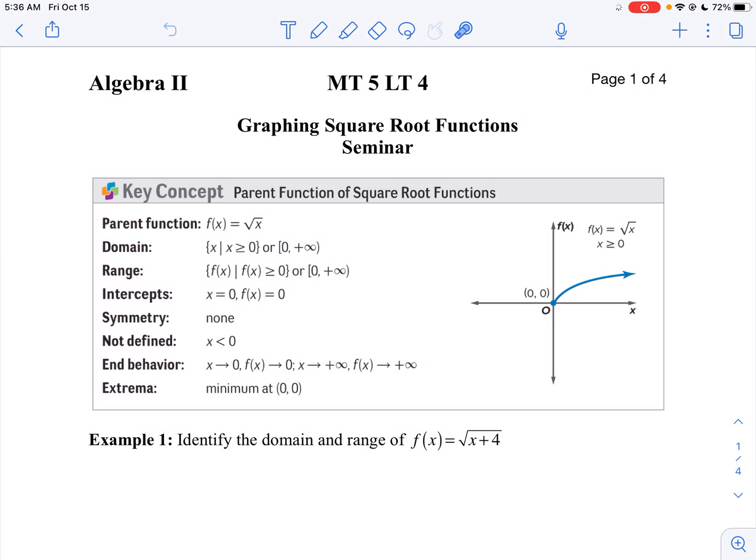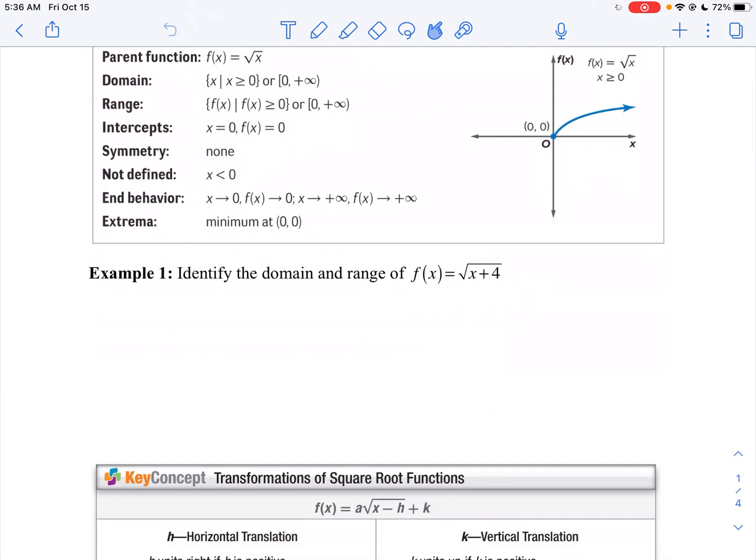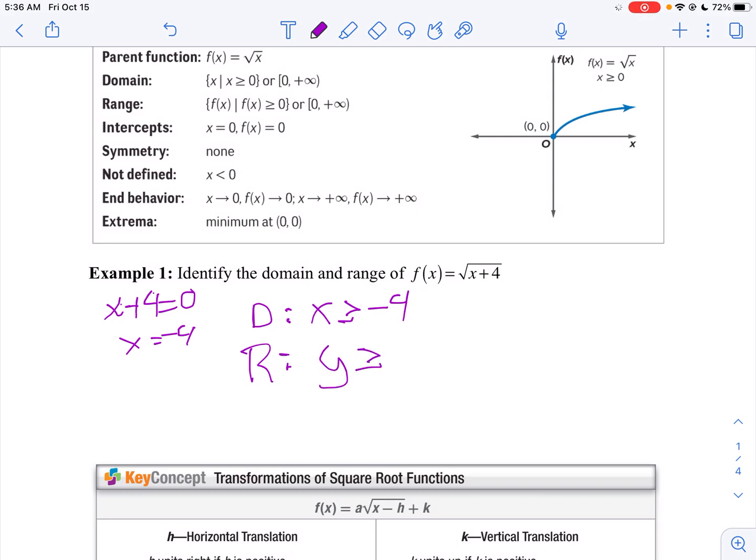So if we take a look at example 1, we want to identify the domain and the range of this function. Well, my domain comes when the inside of the square root is nonnegative. So I'm going to say x plus 4 equals 0. When does that equal 0? When x equals negative 4. So my domain starts at negative 4 and goes bigger from there. So I'm going to say x is greater than or equal to negative 4. My range starts at 0, so I'll say y is greater than or equal to 0.